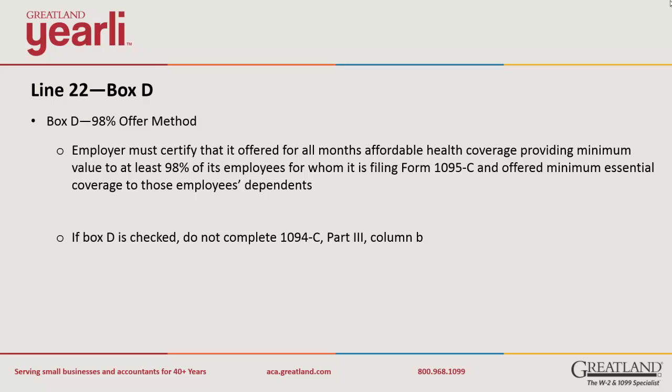The last box on line 22 is box D, which an employer would check if it certifies that it offered for all months affordable health coverage providing minimum value to at least 98% of its employees for whom it is filing Form 1095-C and offered minimum essential coverage to those employees' dependents. If box D is checked, the employer does not complete Part 3, column B.